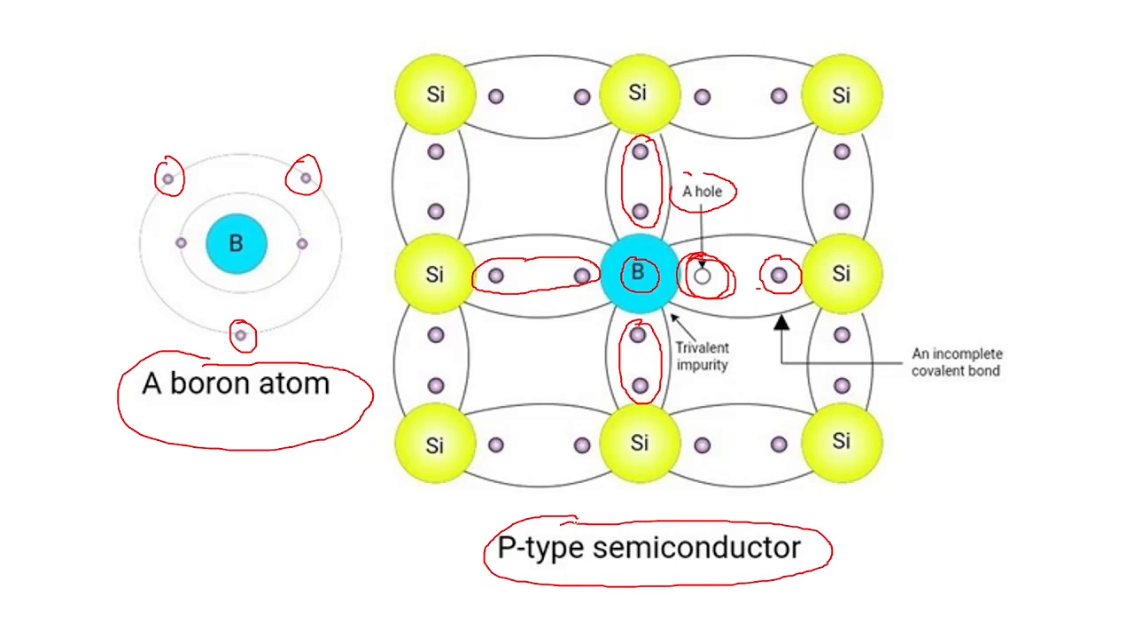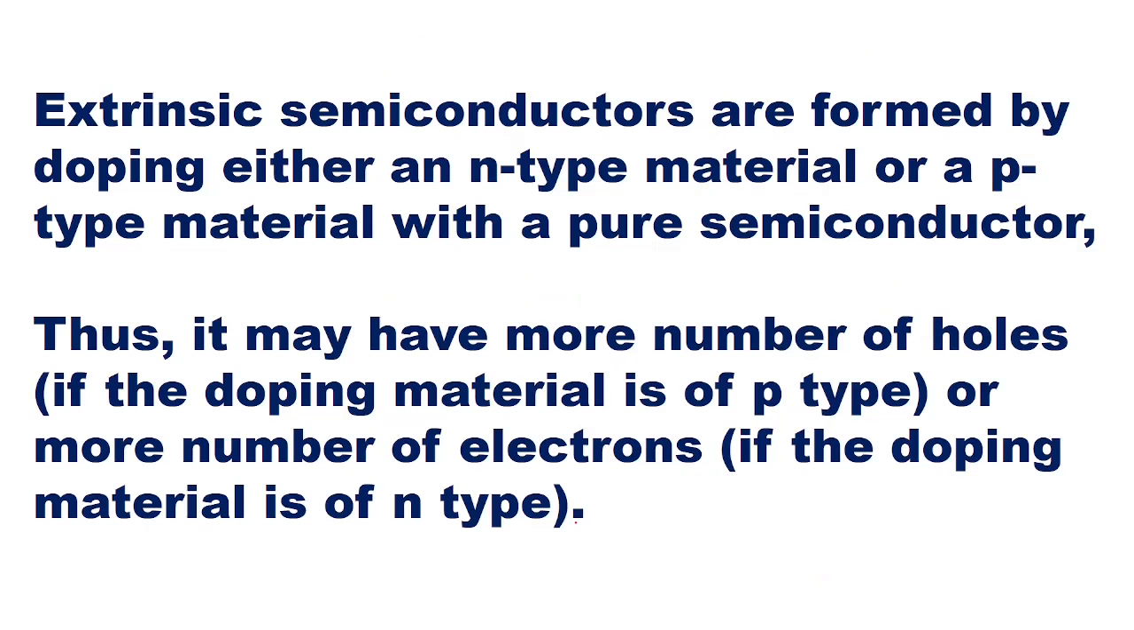So in a p-type semiconductor, the charge carriers, holes, will be large in number as compared to free electrons. Then to conclude, we can say that extrinsic semiconductors are formed by doping either an N-type material or a P-type material with a pure semiconductor. Thus, it may have more number of holes if the doping material is P-type. As we have seen, if the doping is of P-type, we have a large number of holes. Or it can have more free electrons if the doping is of N-type. If the doping is of N-type, we have a large number of electrons.